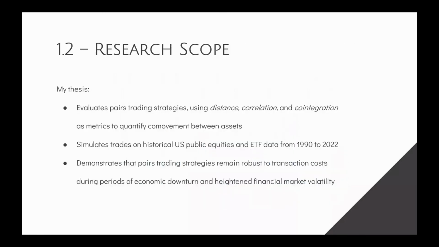To concretely define the scope of my thesis' research, my thesis evaluates pairs trading strategies using distance, correlation, and co-integration as metrics to quantify co-movement between considered assets. It simulates trades on US public equities and ETF data between 1990 and 2022. And most importantly, it demonstrates that pairs trading strategies remain robust to conservative transaction cost models during periods of economic downturn and heightened financial market volatility.